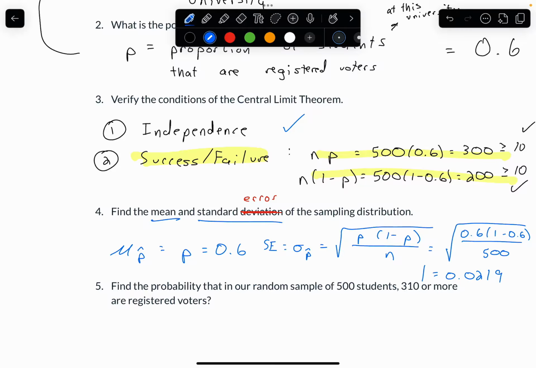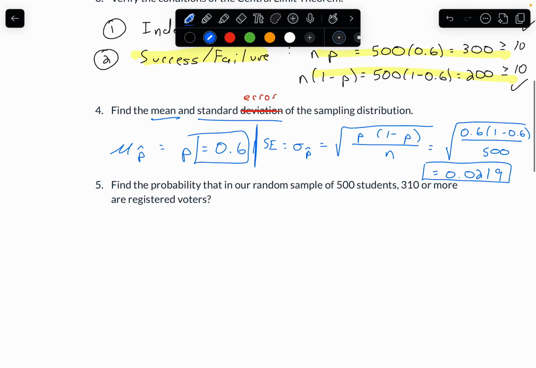I'm going to round to 4 decimal places here, because we're working with generally small decimals, we want to be very precise. So I'm going to use 4 decimal places for my standard error. So here's my mean, 0.6, and here's my standard deviation. I'm going to copy that down here. My mean of the p hats is 0.6. The standard error, or the standard deviation if you'd rather, of the p hats is equal to 0.0219. We're going to need that in the next couple of problems.